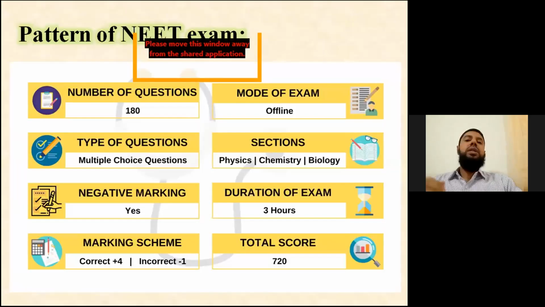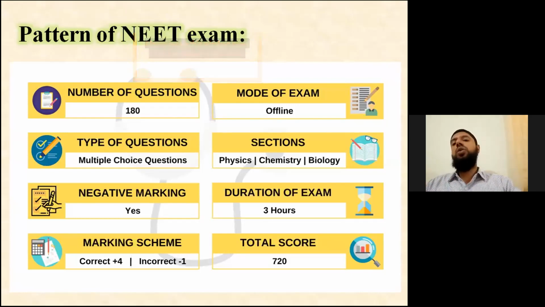have physics, chemistry, biology. Then we are having negative marking in NEET. This we have to give importance because we will discuss about it later on. Then the duration of examination is 3 hours. For correct answer, we are going to award 4 marks. For wrong answer, we are going to lose 1 mark. The total score is 720 marks for the whole examination for NEET exam.